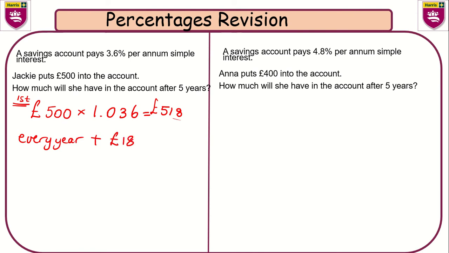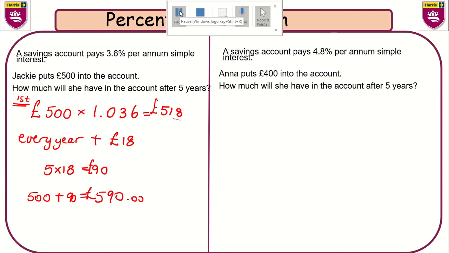We're going to have this for 5 years. That means we need to do 5 times 18, and then we'll add it on to 500. 5 times 18, 90. So that means in 5 years' time, there's going to be £90 added on to this £500, which we can say 500 plus 90 is £590, and you're going to make sure that you put the zeros next to it so you've got 2 decimal places. So you're going to try and have a go at the next one now.